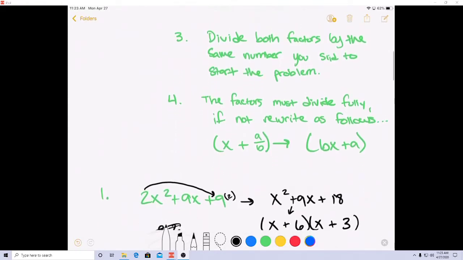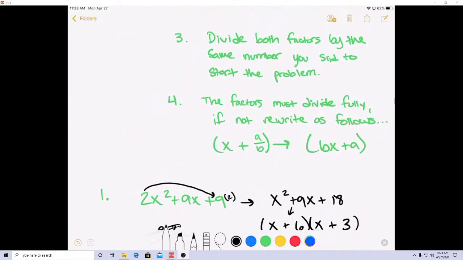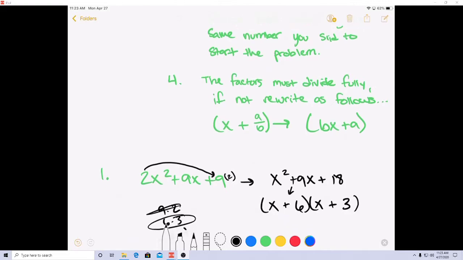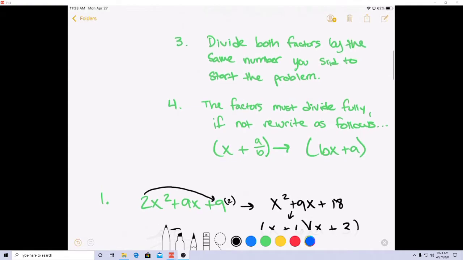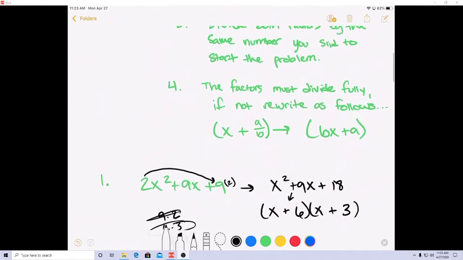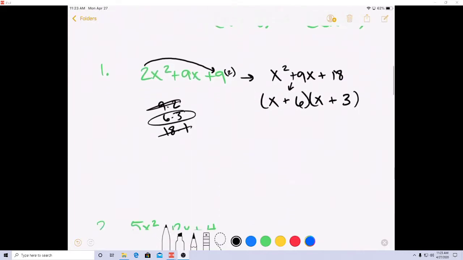Then, the last 2 steps. We slid, right? It's called slide and divide. I slid this 2 down and multiplied it by the 9. But it's called slide and divide, so here comes your divide step. You're going to divide both of your factors by the same number you slid to start the problem. So at the start of this problem, I slid this 2 down. So at the end right here, I need to divide both of my factors by 2.